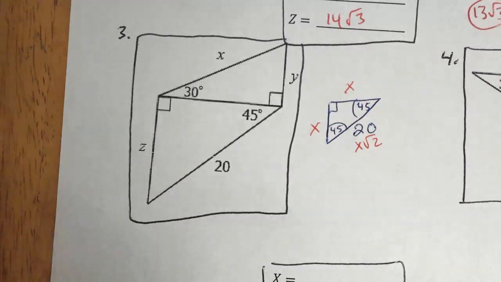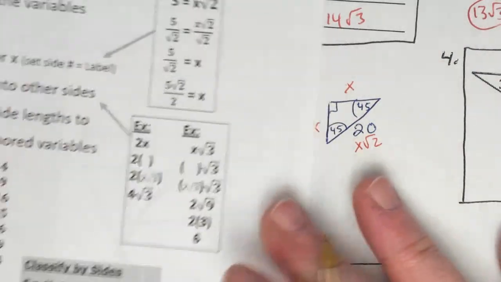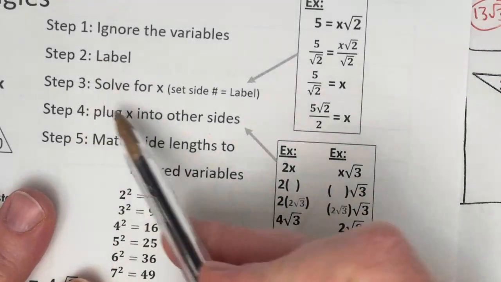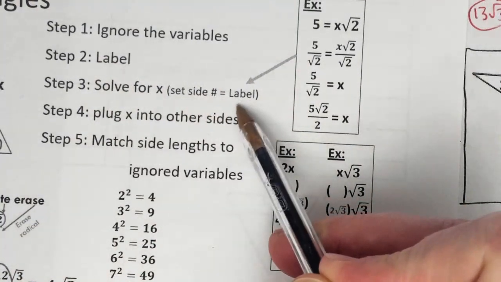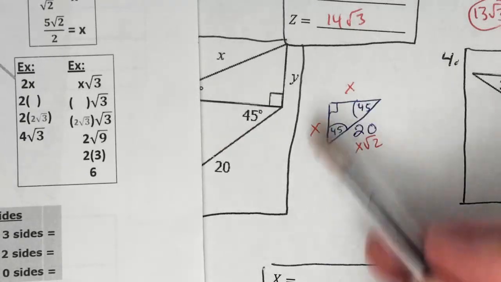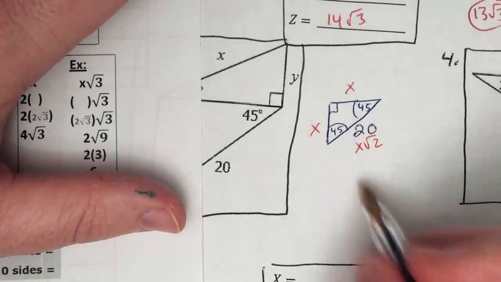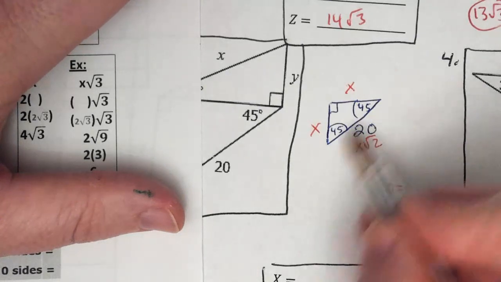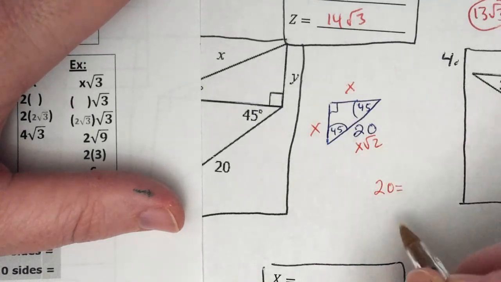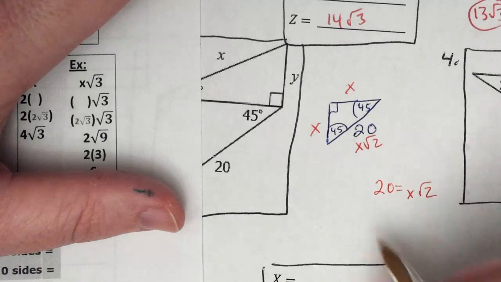All right, the next step says, so we labeled, solve for X. Set the side number equal to what you labeled as. So what was the side number? That was 20. So I'm going to do this off to the side here. So 20 is equal to, and what was it labeled as? X radical 2. And now we're going to solve.